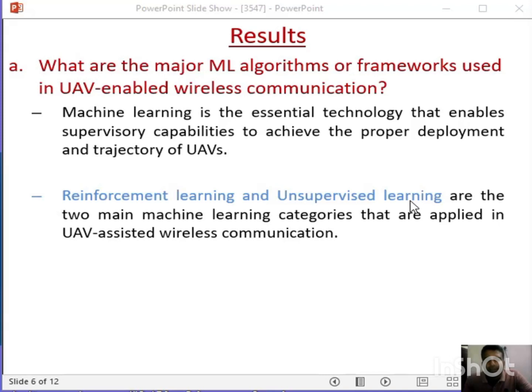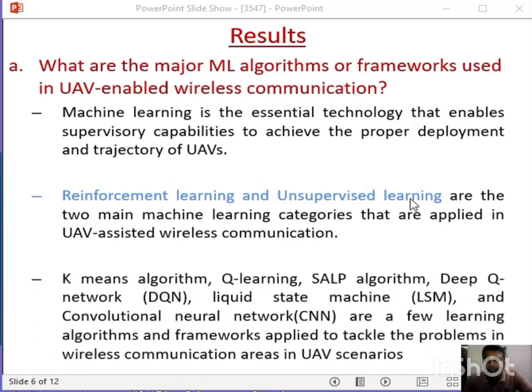Reinforcement learning and unsupervised learning are the main two machine learning categories that are applied in UAV assisted wireless communication. K-means algorithm, Q-learning, SALP algorithm, deep Q network, liquid state machine, and convolutional neural networks are a few learning algorithms and frameworks applied to tackle the problems in wireless communication areas in the UAV scenario.